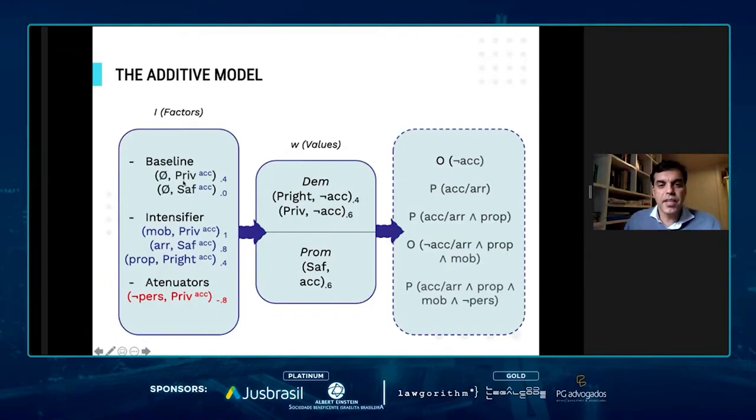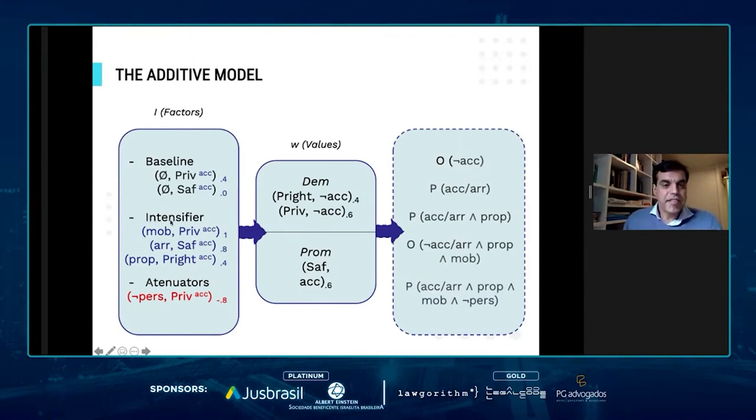So here we have, in a baseline situation where no factor is considered, that the impact on privacy of the action of accessing outweighs the impact on safety, since there is no charge against the individual. Then the result is that the demotion of values is stronger than the promotion, so the action of accessing is forbidden.